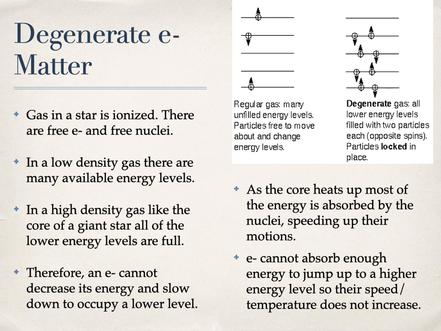As the core heats up, most of the energy is absorbed by the nuclei, speeding up their motions. Electrons can't absorb enough energy to jump up to a higher energy level, so their temperature does not increase. But the key takeaway is that pressure does not depend on temperature in degenerate matter.